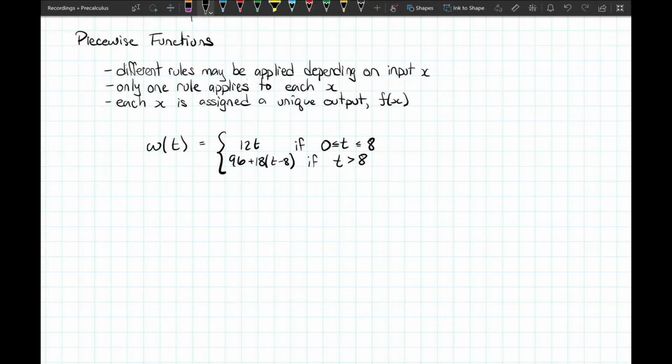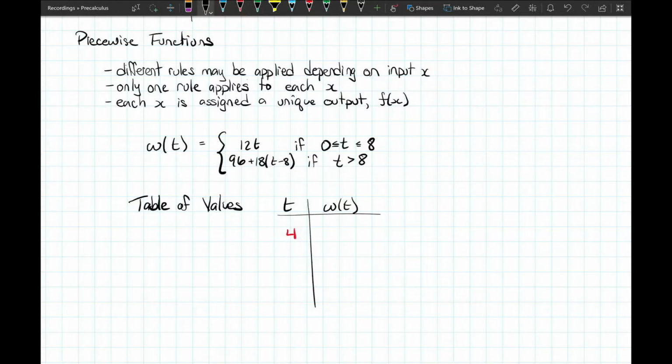And now we can try out a table of values, keeping in mind that there are 2 rules with conditions on when to use each rule. But neither one of these conditions is used at the same time. The first rule is only used up to and including 8, and the second rule is only used for t exceeding 8. So, a table of values. t will be our input, and our wage, or total wages for that time, will be our output. And we could start off with a 4-hour shift.